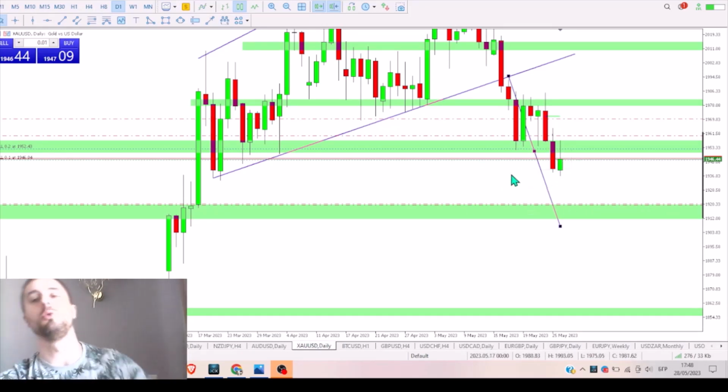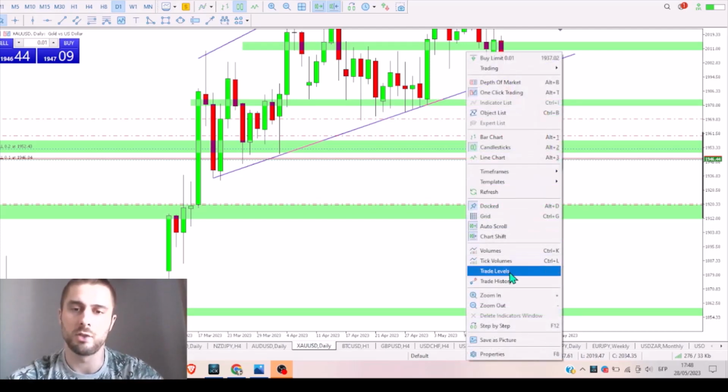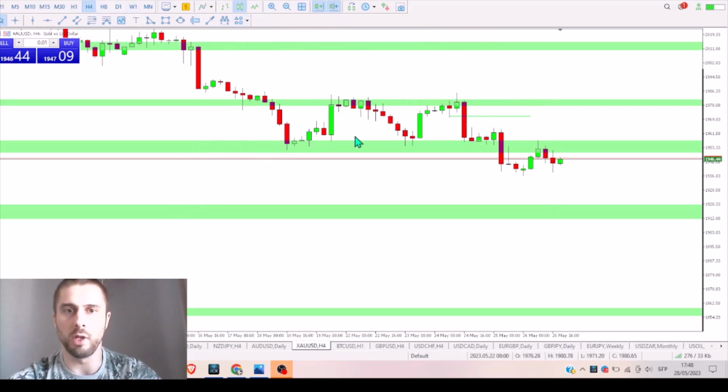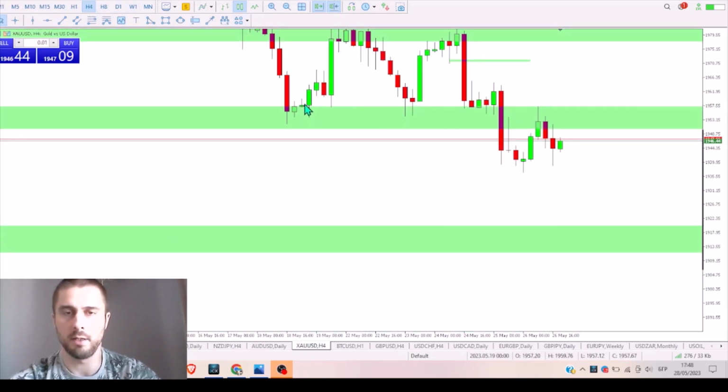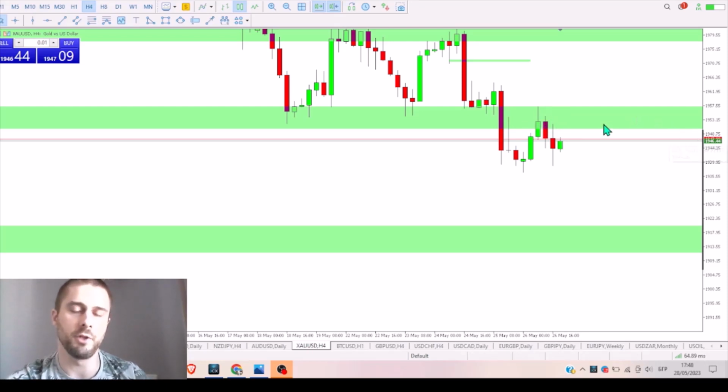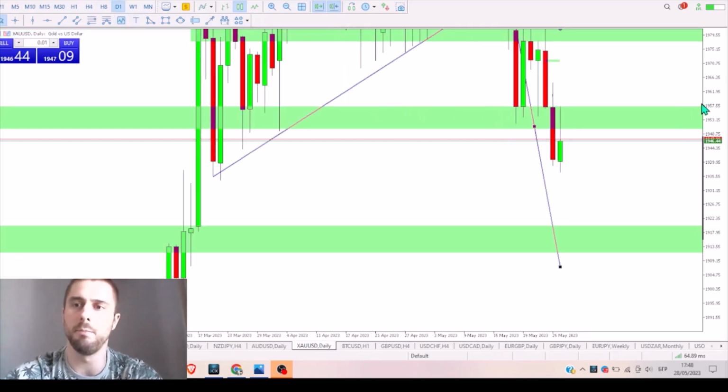Since price started pulling back to the previous resistance, let's see what we have. On the 4-hour chart, you can clearly see price made these 2 support and resistance areas. On Friday we tested this resistance, price rejected at the time of the news, so we are currently going down, at least in my opinion.